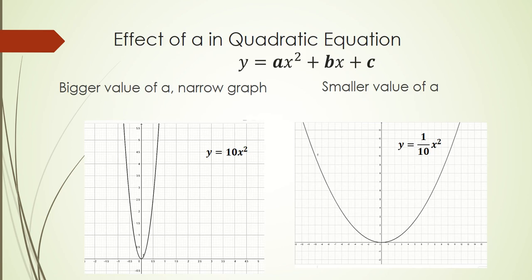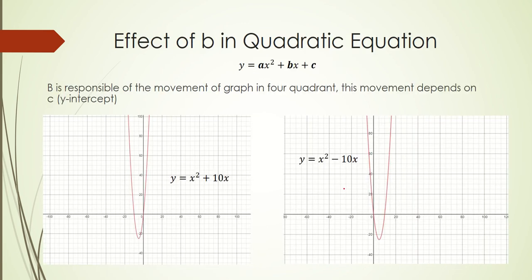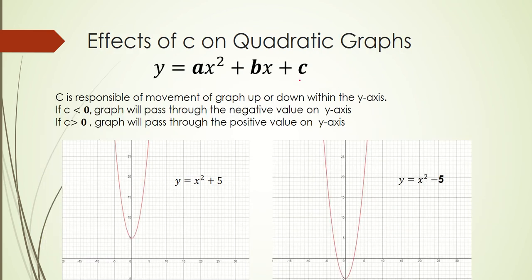Now, if the value of a is bigger, you can see the graph is a narrow graph. If the value of a is smaller, like a fraction, it is a broad graph. Now b is responsible for the movement of the graph in the 4 quadrants. c is the y-intercept, meaning the movement of the graph above the y-axis or below the y-axis. Plus 5, you can see it is above the y-axis. Minus 5, it is below the y-axis.